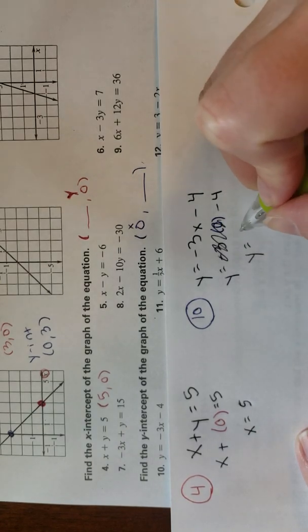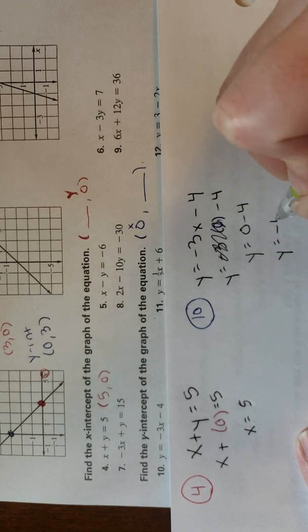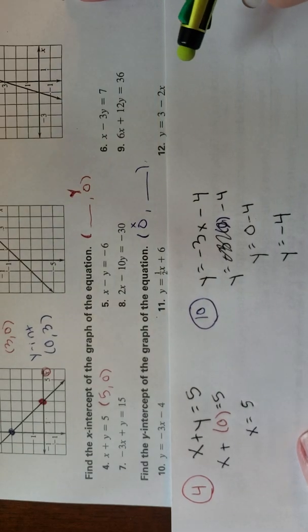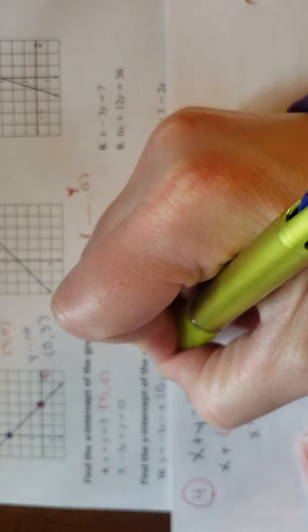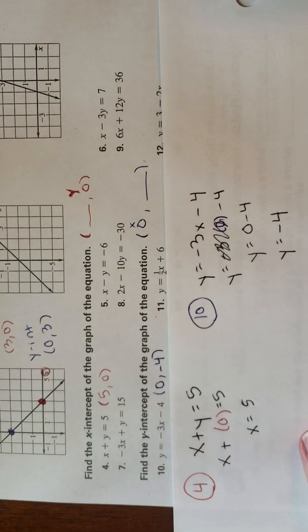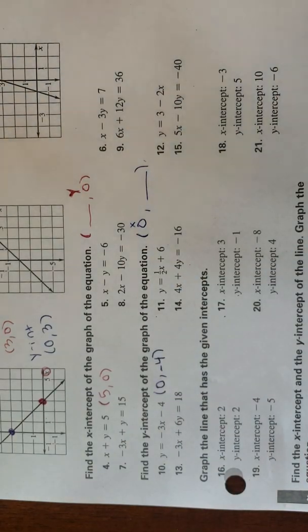Now if you like to show all the steps, you can. But a lot of us are just going to go straight to negative 4. So that means that the coordinate is going to be 0, negative 4. And that's where the line goes through the y-axis for that equation. Cool. All right, now we're going to actually graph.